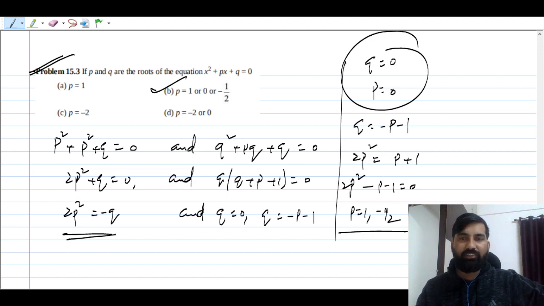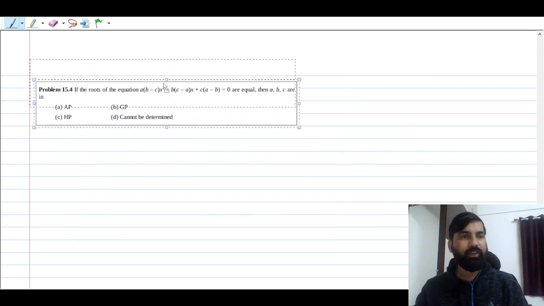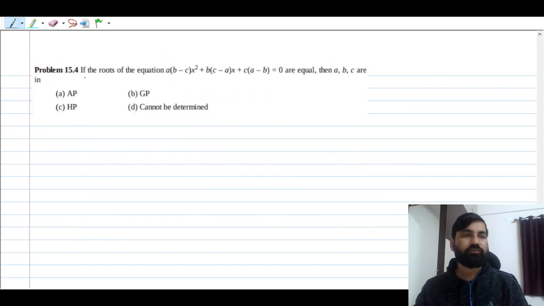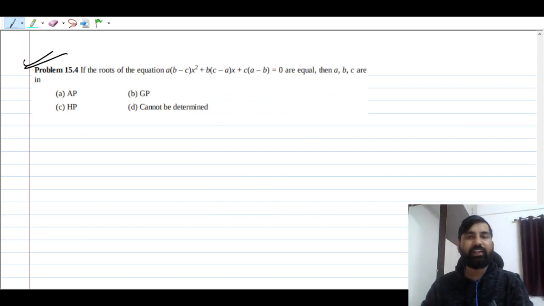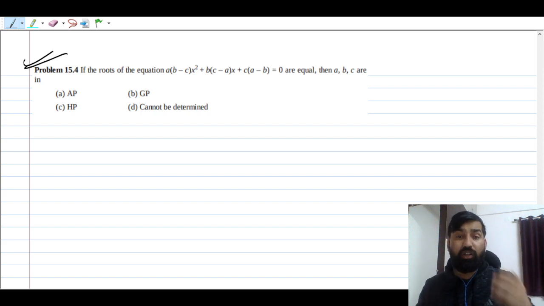So you can expect this kind of question in any aptitude exam. Question number 15.4. If the roots of the equation a times (b minus c) x squared plus b times (c minus a) x plus c times (a minus b) equal to 0 are equal, right? If the roots are equal, then a, b, c are in what?